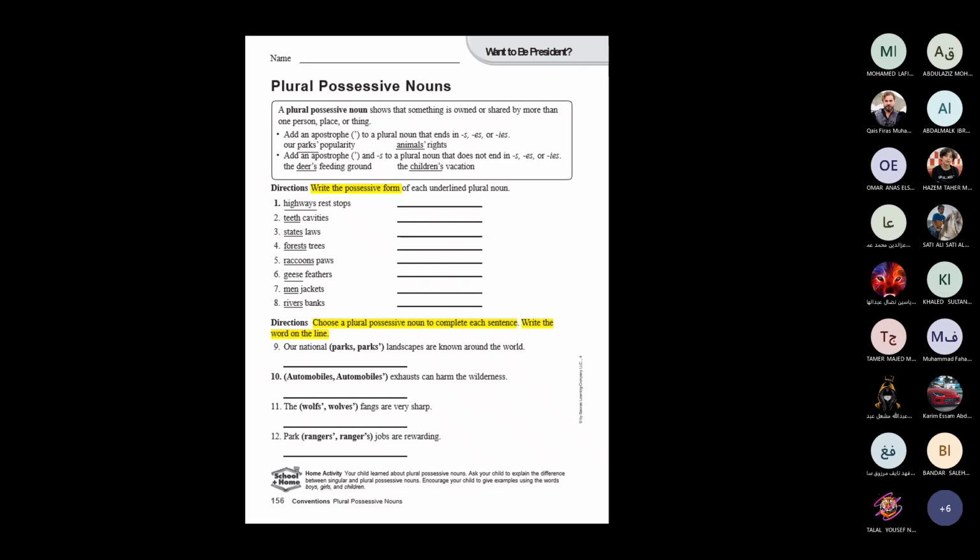Okay, excellent, Khalid. But I'll mention something again. Guys, when you write the apostrophe, check your writing. The apostrophe must be upper the S, okay? Not in front of the S, not below the S, because this will be a comma or will be something wrong. So this is about spelling, okay? When you add the apostrophe, it must be like upper the S, okay?